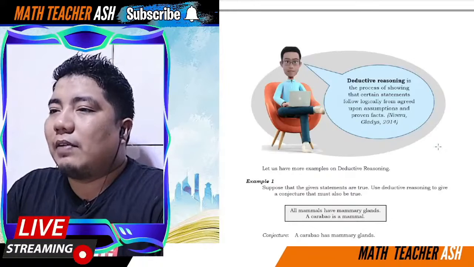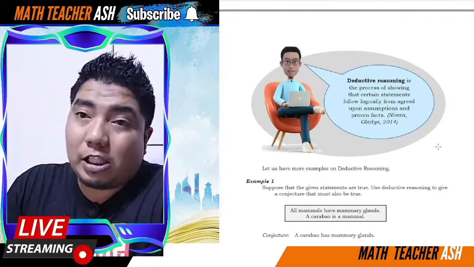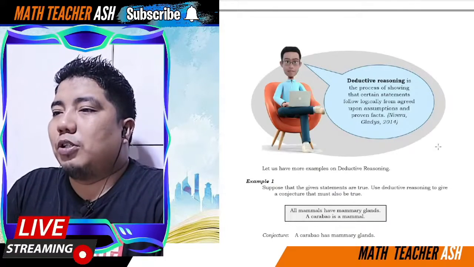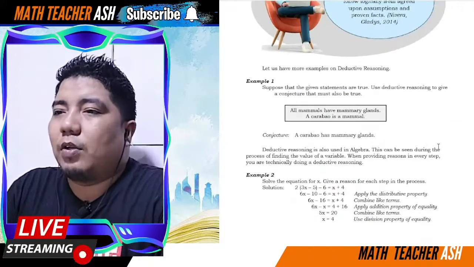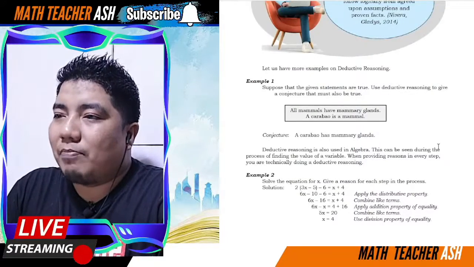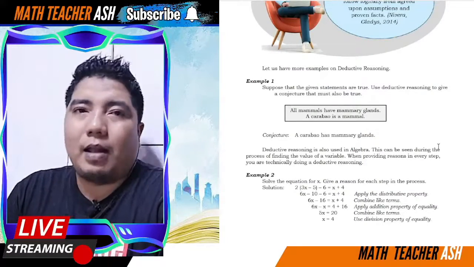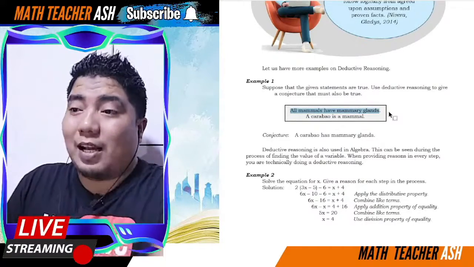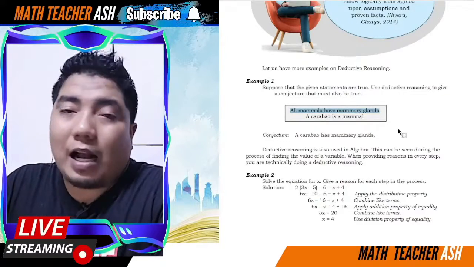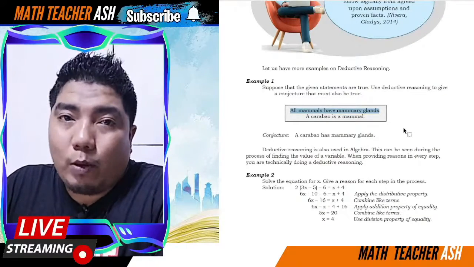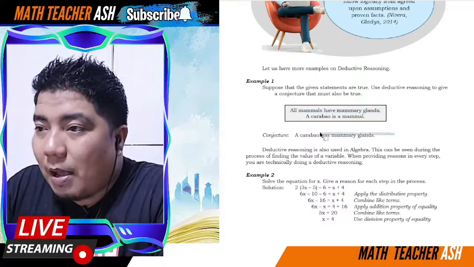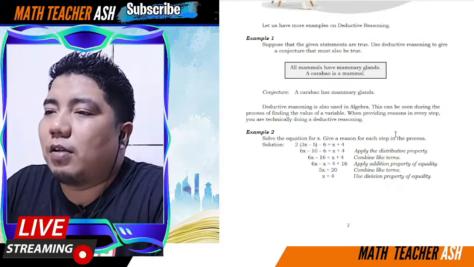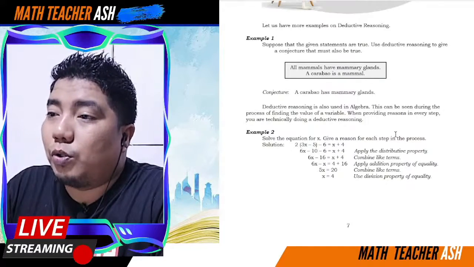Okay, so ito naman, deductive reasoning is the process of showing that certain statements follow logically from agreed upon assumptions and proven facts. Okay, so example, all mammals have mammary glands. A carabao is a mammal. Okay, so the first statement, all mammals have mammary glands, that is a general information. So since a carabao is a mammal, then we can say that the carabao has mammary glands. So the conjecture is a carabao has mammary glands. Okay. So deductive reasoning is also used in algebra.